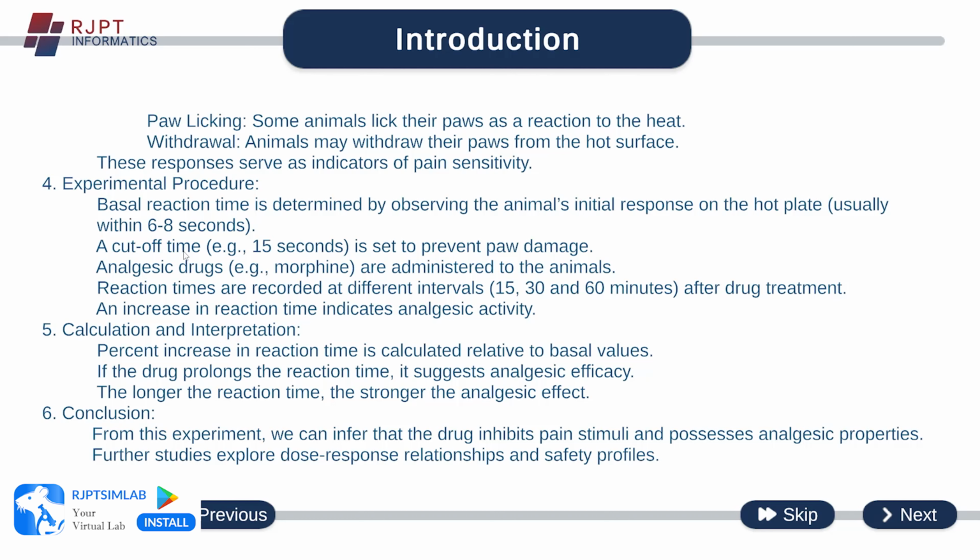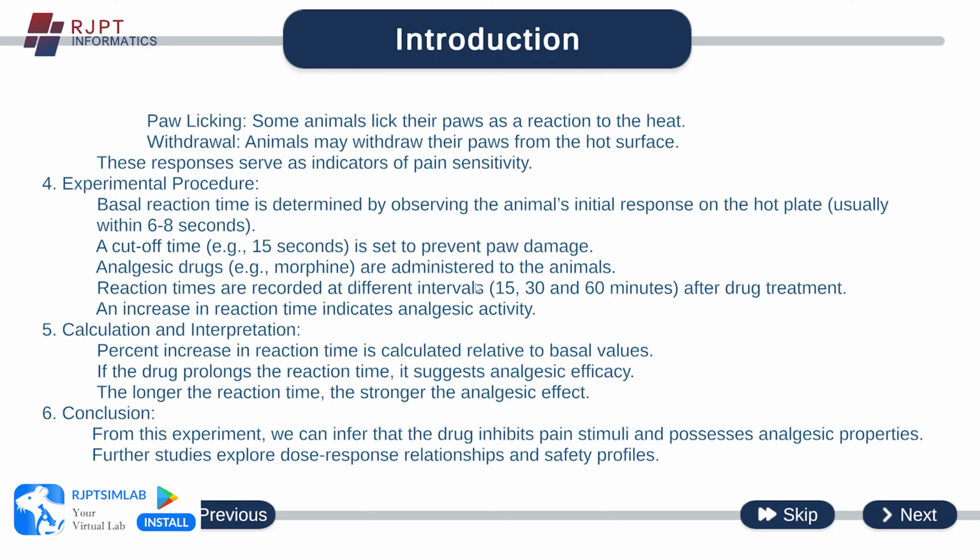So the above topic says basal reaction time. Basal reaction time is the reaction time which we observe before administering our drug. We observe the animal's initial response on the hot plate, which usually lasts for 6 to 8 seconds. This is an estimated value. Then a cutoff time is set to prevent damage to the paw of the animal. Then analgesic drugs. We are using morphine, which we will administer to the animal.